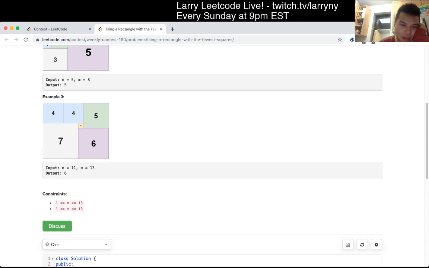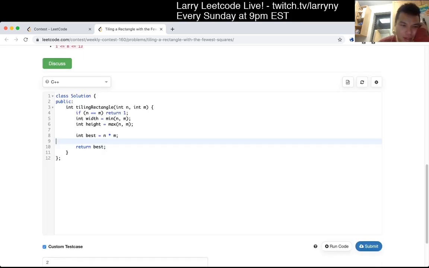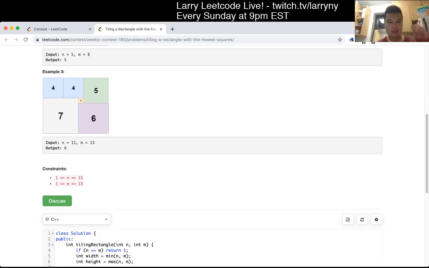Maybe we could do something with dynamic programming, just keeping track of the number of spaces and the maximum number of squares that you can fit. Is that even good enough though? I guess after you minus 7, what does that mean, right? So you put a 7 by 7 square, that means you have 6 on one side and 4 on the other. I don't know if that's an easy recurrence to write.